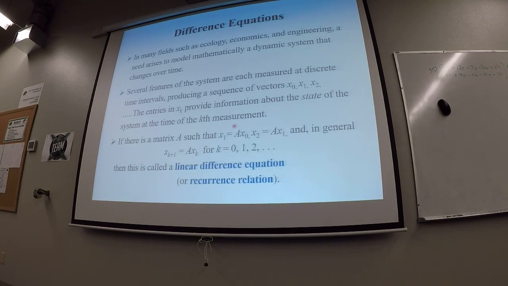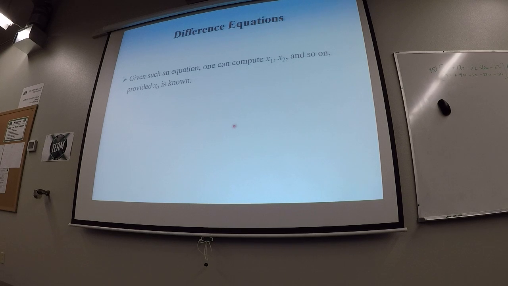And then there's a matrix that you can create. This is called a linear difference equation or recurrence relation. I think the recurrence relation makes sense because that's based on a time. Given such an equation, you can compute all those unknowns.